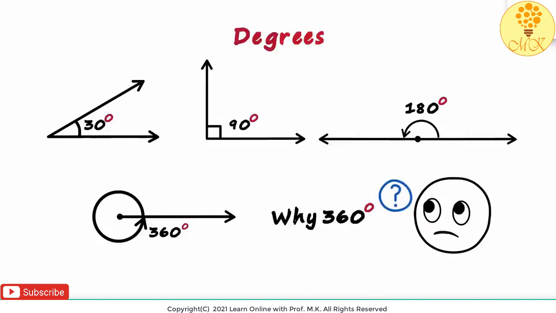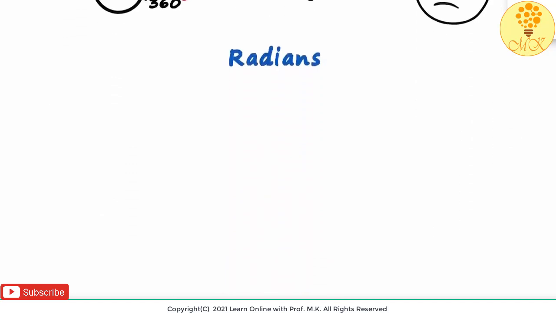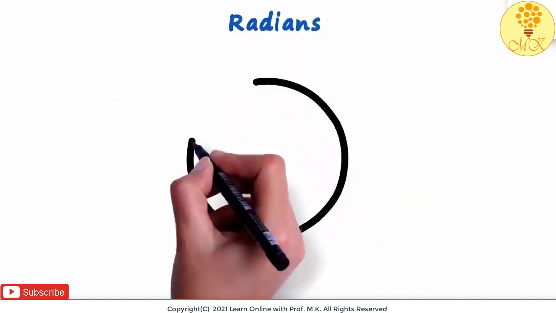Do we have some other way in which we can measure angles such that it makes a little more sense? Yes, that brings us to the concept of radians, and trust me, not many people understand what radians mean. Most people know how to convert from degrees to radians and vice versa, but it ends there. To understand what radians mean, let's draw a circle.